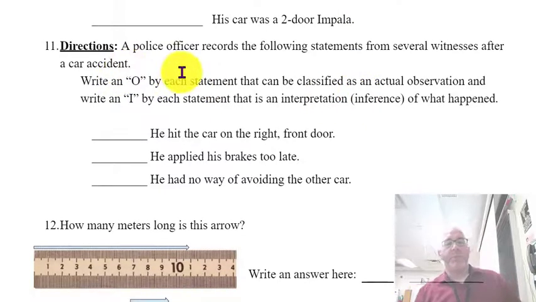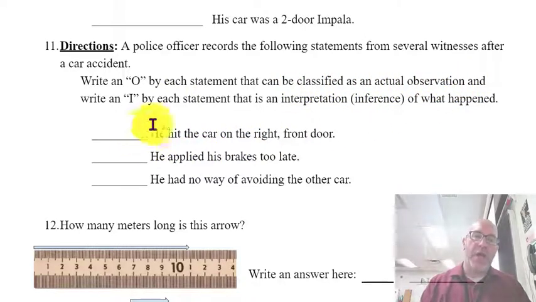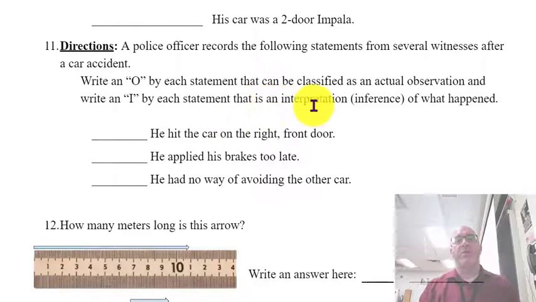Question 11. A police officer records the following statements from several witnesses after a car accident. Can you write an O on the line if the statement can be identified as an observation, or an I on the line if the statement is an interpretation or an inference?